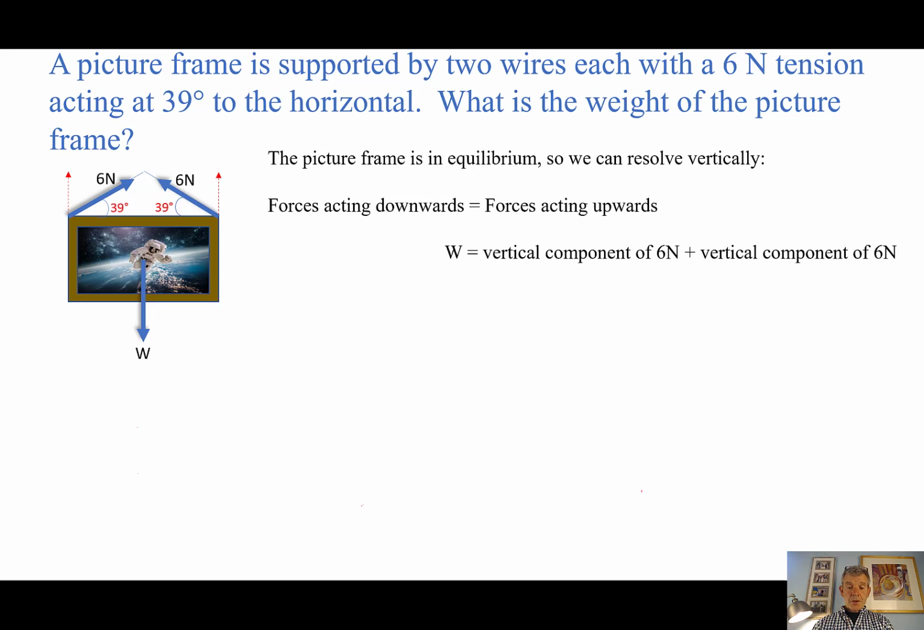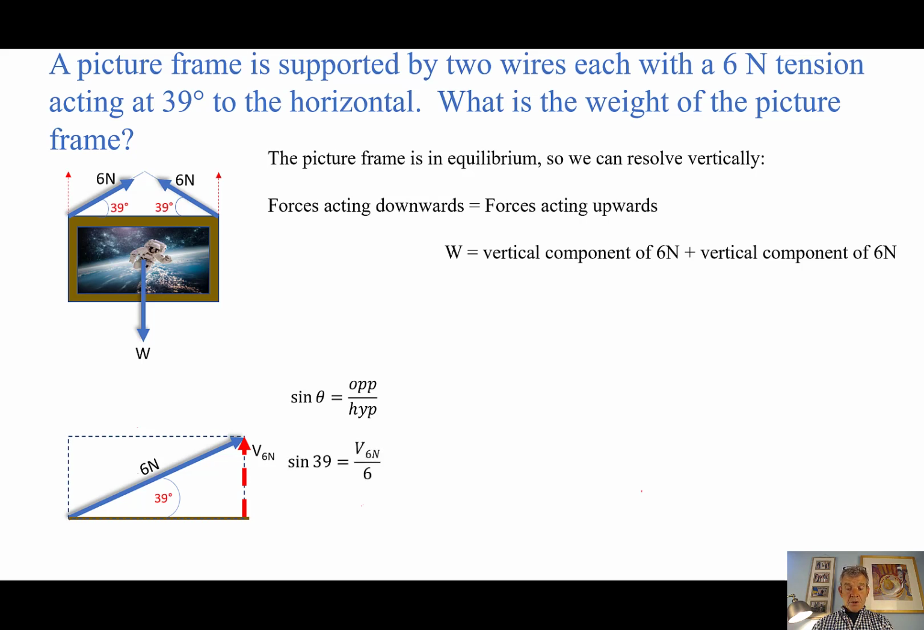To work out the vertical component of the 6 Newton forces, we take our force and draw a rectangle around it. The vertical component is the vertical side of the rectangle, and we're going to label that V6. Using trigonometry, we can say sine theta is equal to the opposite over the hypotenuse. So sine 39 is equal to V6 divided by the hypotenuse, which is 6 newtons. Reorganizing that formula, we can say V6 is equal to 6 sine 39, which is 3.8 newtons.